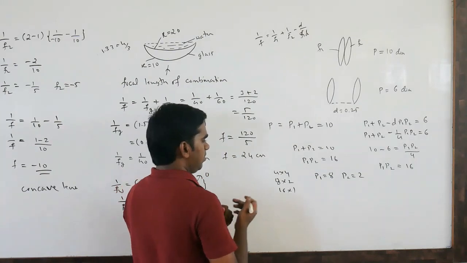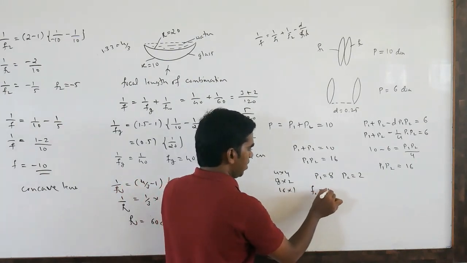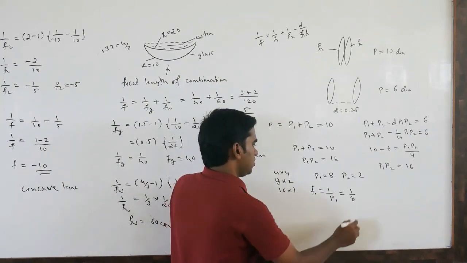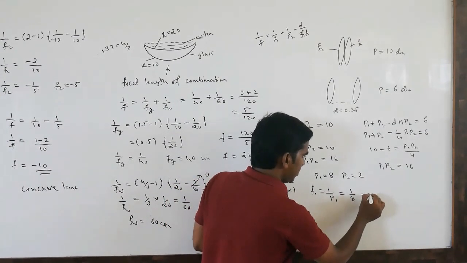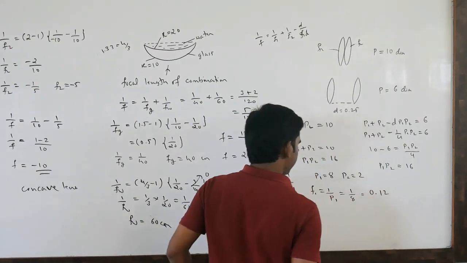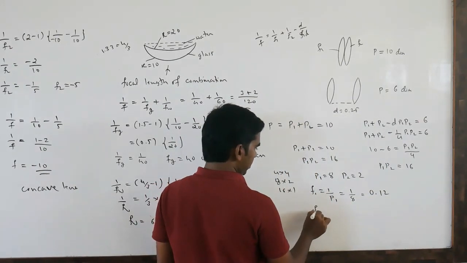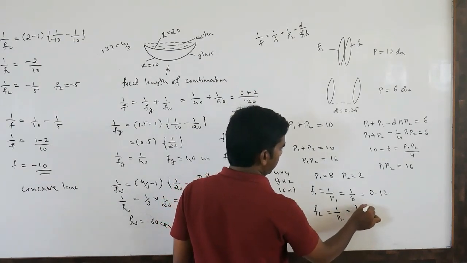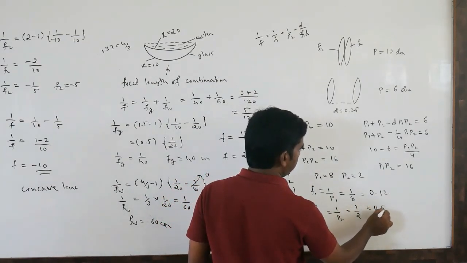Okay. So that means what is F1? F1 is 1 by P1, that is 1 by 8. So you can write it as 0.125. Okay. So similarly F2 is 1 by P2, that is 1 by 2, that is going to be 0.5.